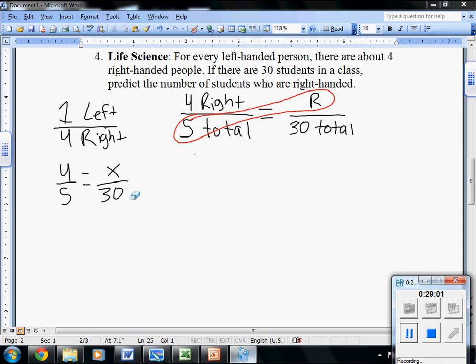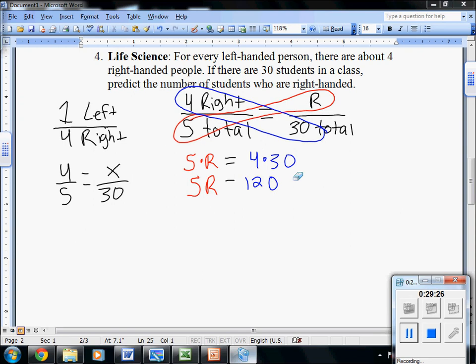So we multiply using the cross product property, 5 times R, and multiply in the other direction, same process as always, 4 times 30, and those will always be equal to each other. Now make sure you can solve. 5 times R, don't overthink it, 5R. 4 times 30, well 4 times 3 is 12, put the 0 on the end of it, so 120 is what that equals. We have 5R equals 120. Now divide both sides by 5 to get rid of that.